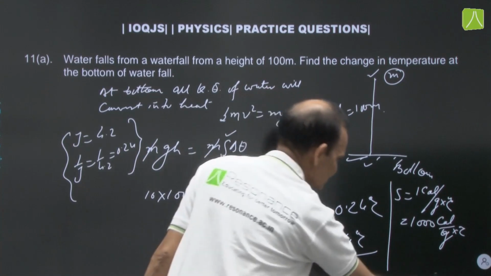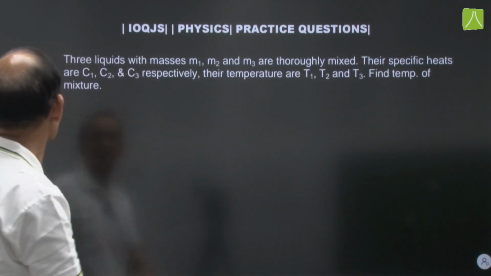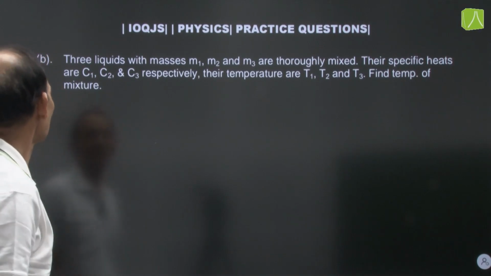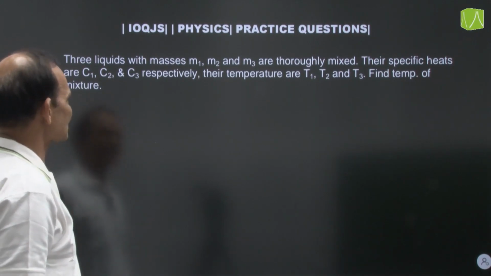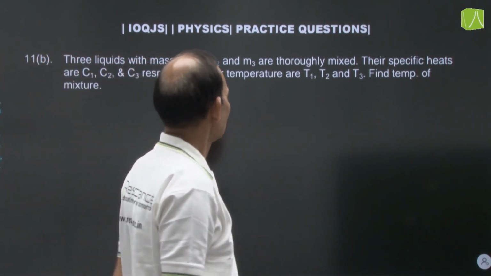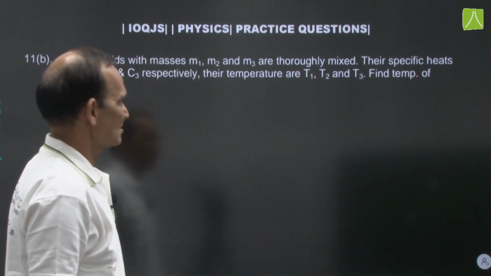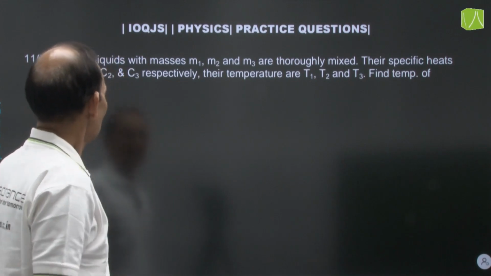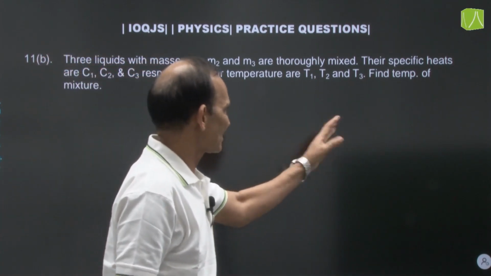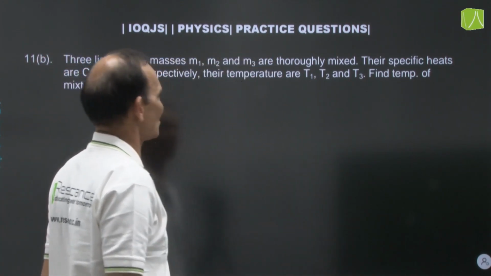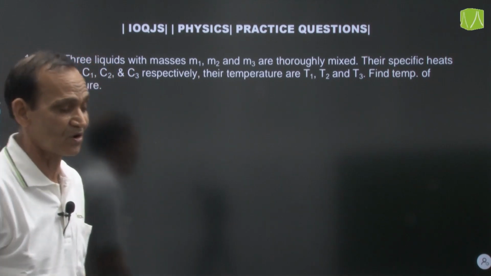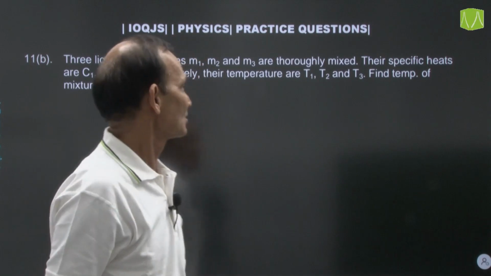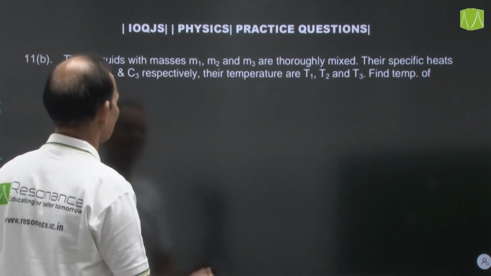Now the next question is second part of this question, that is question number 11 b part. 3 liquids with masses m1, m2 and m3 are thoroughly mixed. Their specific heats are C1, C2 and C3 respectively. Their temperatures are T1, T2 and T3. Find the temperature of mixture. Okay, we don't know which temperature is higher, which is lower. So most important method is this one.